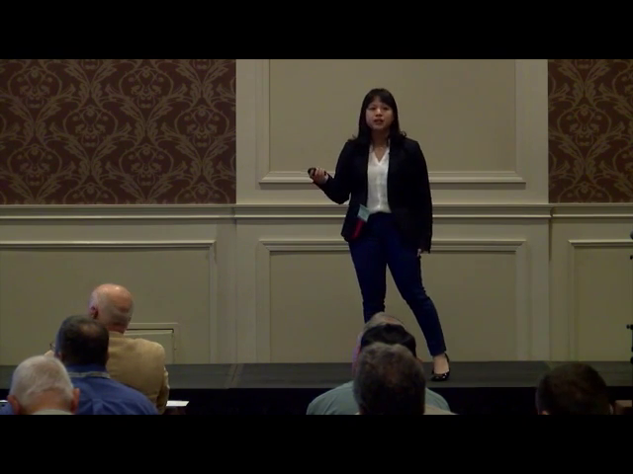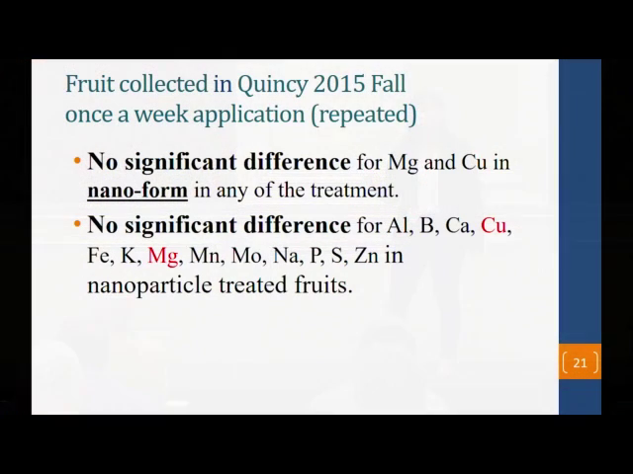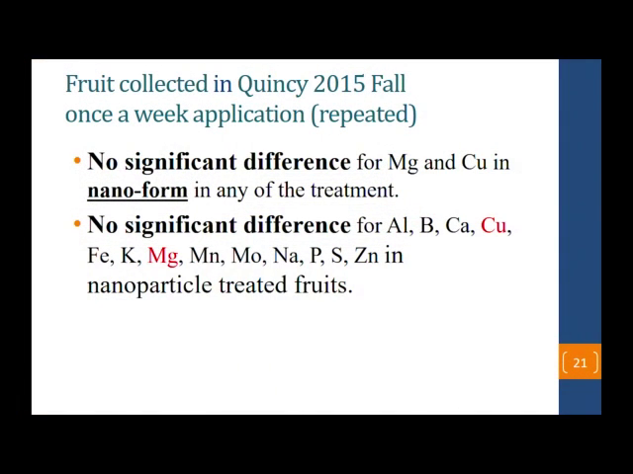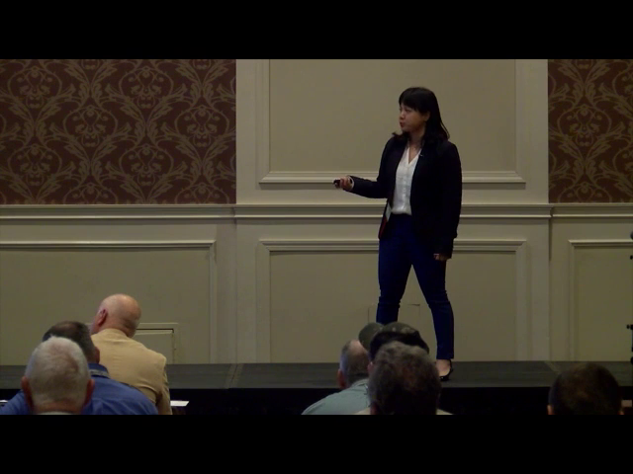This experiment was repeated twice, and for the result, there's no significant difference of magnesium or copper in nanoform in any of the treatments. And there's no significant difference for all of the elements that were tested in the nanoparticle-treated fruit compared with the untreated. So at this point, this experiment is just a pilot one. If we really want to go deep with this product, we might do more toxicology experiments.